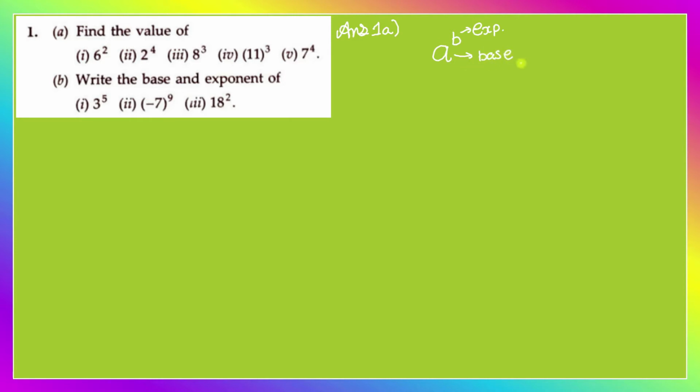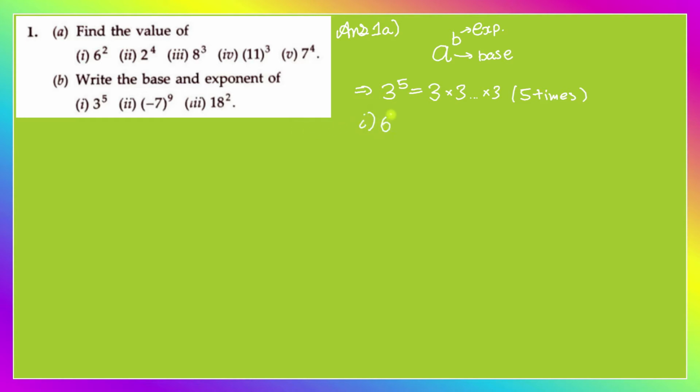The base is the number which gets multiplied, and the exponent tells how many times you have to multiply that number. For example, 3 to the power of 5 equals 3 into 3 into 3 into 3 into 3. You have to multiply 3 by itself 5 times. So it is pretty easy, right? It is a simple question. Now let's solve the first part. I'm going to solve only 3 parts of this question because it's pretty easy.